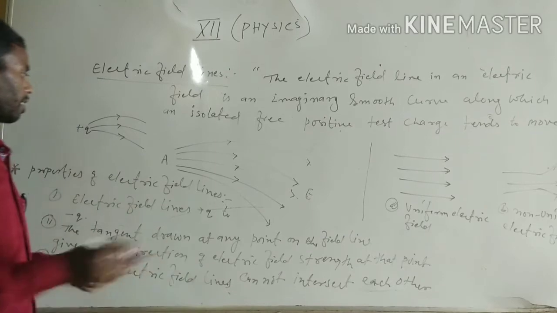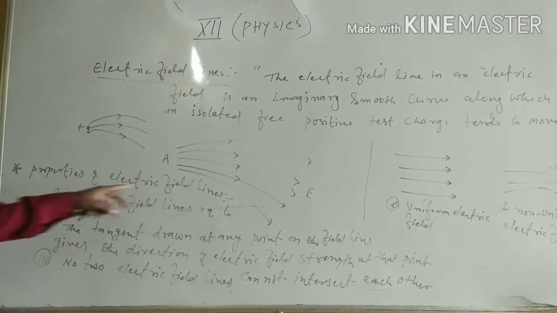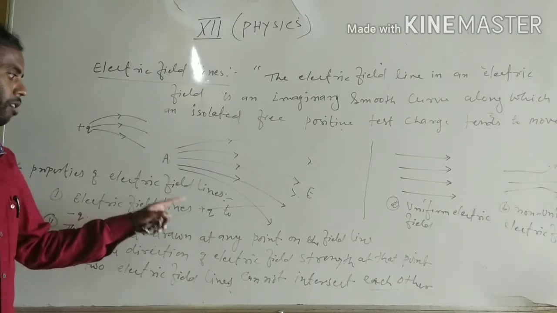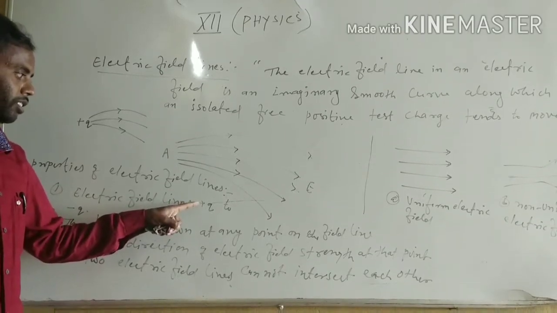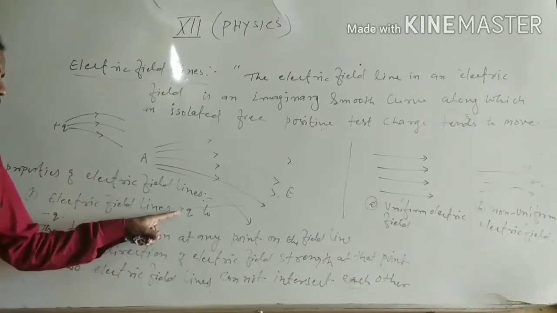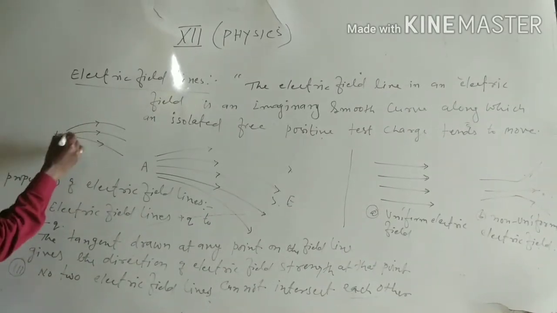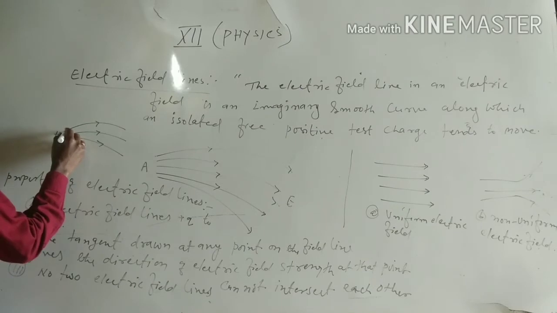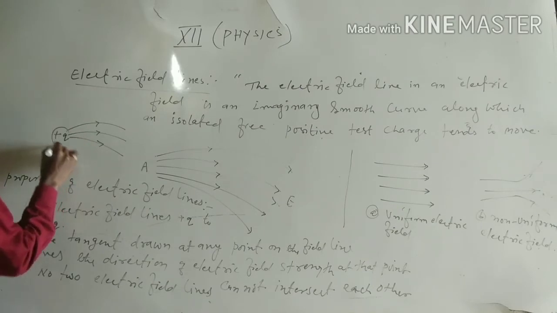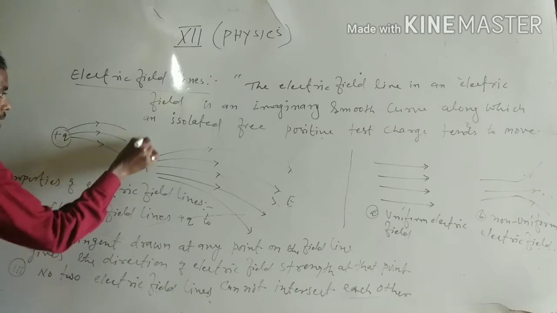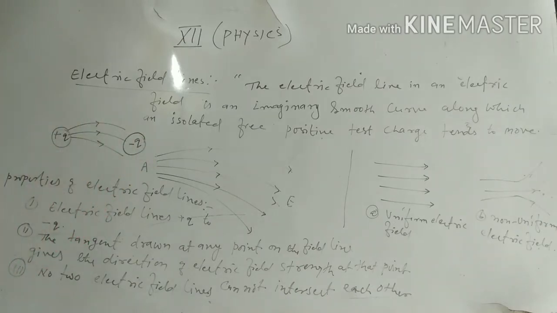Okay. There are some properties of electric field lines. That means electric field lines always emerge from the positive charge and go to the negative charge. Here the positive charge Q is a point charge, and the lines emerge from it and merge into the negative charge.